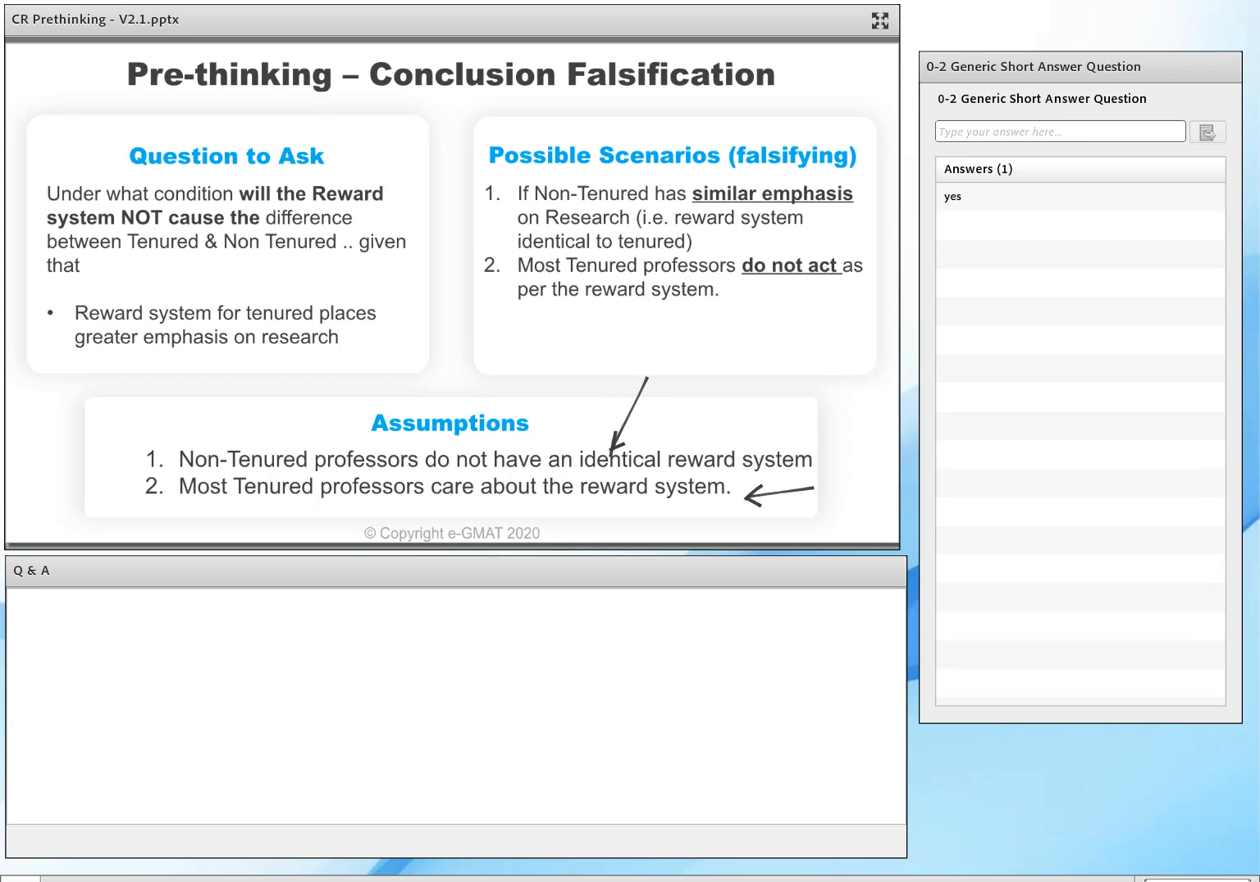Now what I'm going to do is, we had a pure argument, an e-GMAT argument. I'm now going to give you an official question.